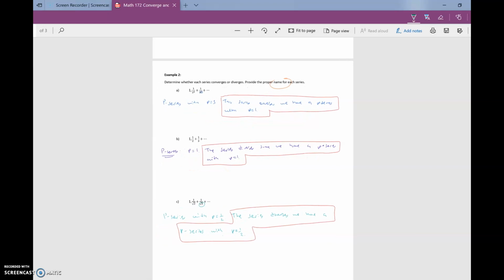I'll word them in the same format on the exam because it's much easier: if it's asking for converge or diverge, recognize that it's a p-series, and then we're done with the problem.